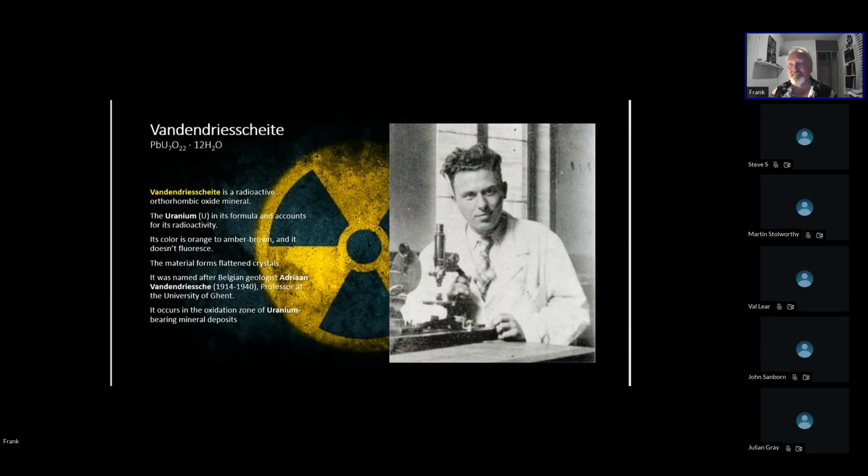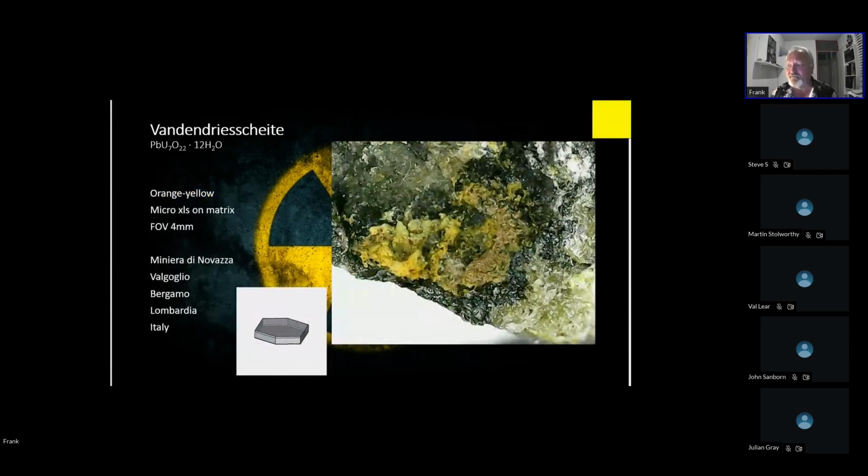Vandenbrandeite. I say it in Dutch because it's actually Belgian. It's a triclinic oxide mineral. Its color comprises all types of green, and it doesn't fluoresce. The material forms somewhat bladed crystals. It was named after the Belgian geologist Pierre-Jean Van den Brande of the geological survey of Katanga, who discovered the deposit at Katanga.